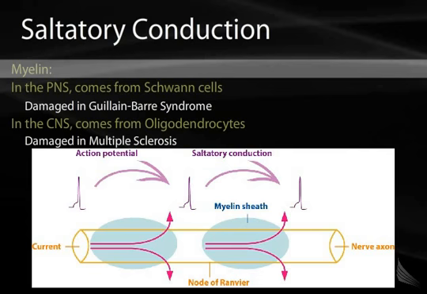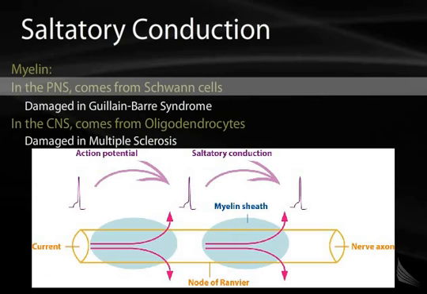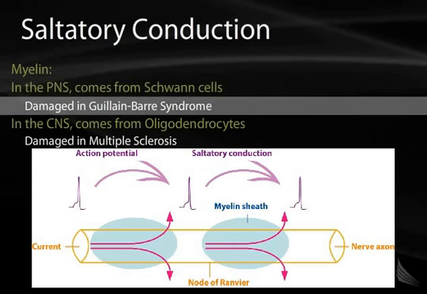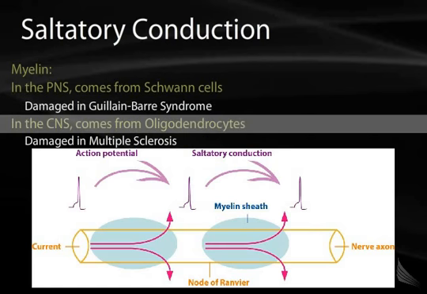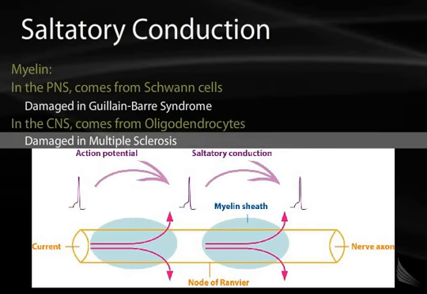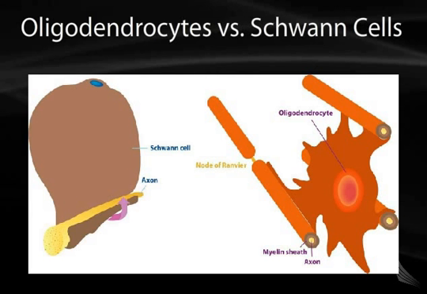And myelin is a major target of multiple neurological diseases. So in the peripheral nervous system, myelin comes from Schwann cells, and these are damaged during Guillain-Barré disease. And in the central nervous system, myelin comes from oligodendrocytes, which are damaged during multiple sclerosis. This next slide illustrates an oligodendrocyte versus a Schwann cell. So on the left, we have a Schwann cell, which is myelinating an axon. And recall, the axons in the peripheral nervous system can be very, very long.